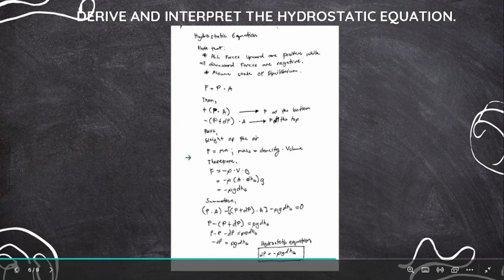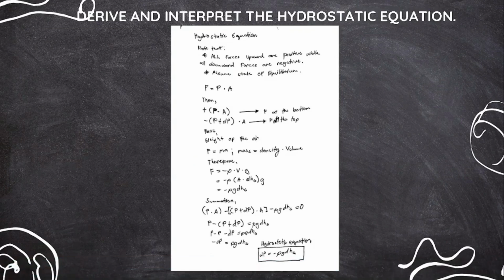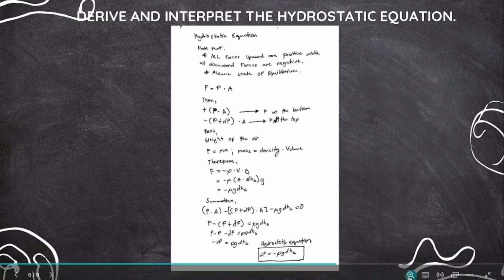Why is the hydrostatic equation important? The hydrostatic equation is important because it tells us the relationship of the pressure in terms of altitude. Pressure is inversely proportional to the altitude. The more the pressure gets high, the more the altitude gets low.